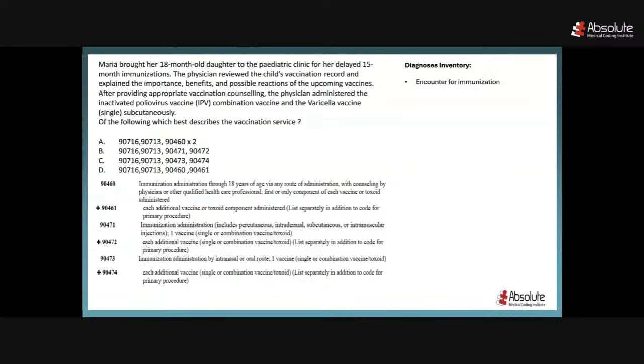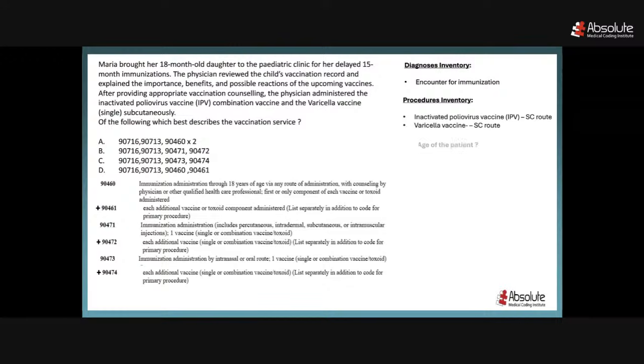So here in the diagnosis inventory, we have a patient for the encounter for immunization. And in the procedure inventory, I have an inactivated virus vaccine, which is given subcutaneous, and a varicella vaccine that is also given subcutaneous route. And what I would say is, I believe the knowledge of the guidelines is the real strength. By knowing the guidelines, I can eliminate some of the wrong answers.